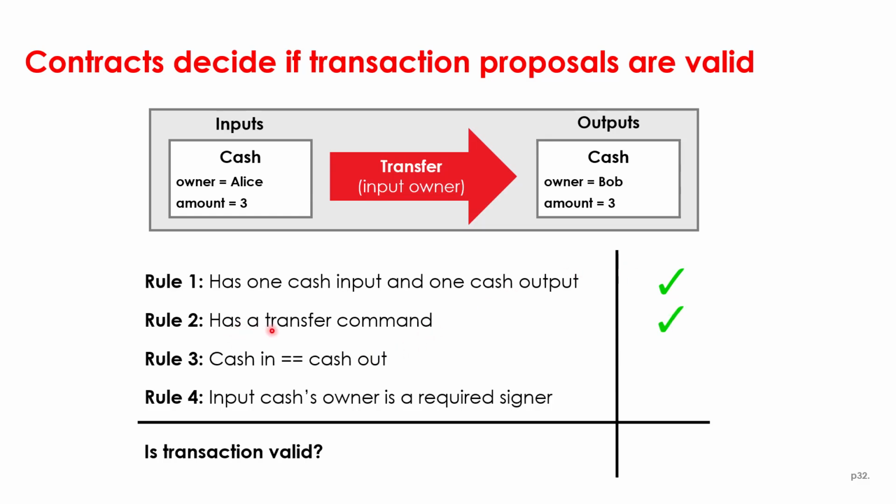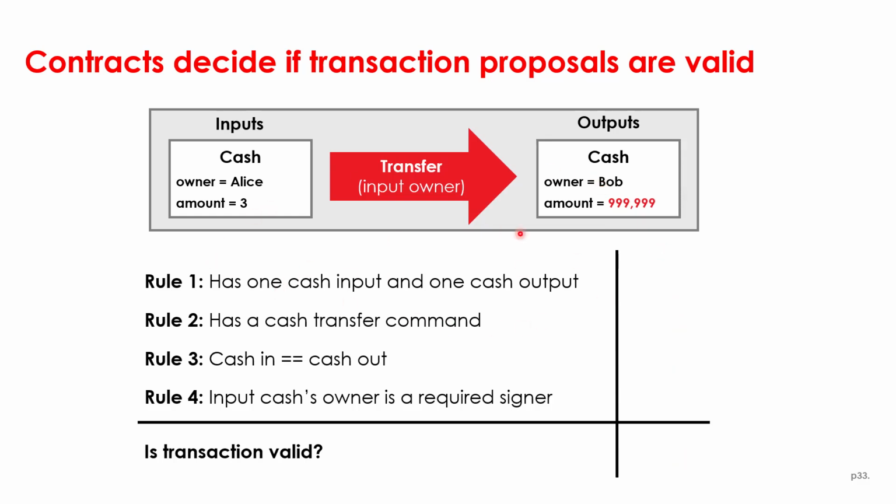Then we see, do we have a transfer command? Well, we can see the transfer command there, so that gets checked as true. Is there cash in and cash out? So it looks like that's the case here. There is a cash input and a cash output. And do we have the input owner requirement signature? We have that, so that gives us a valid transaction. And then the ledger would be updated that now Bob is the owner of this cash of the amount 3.